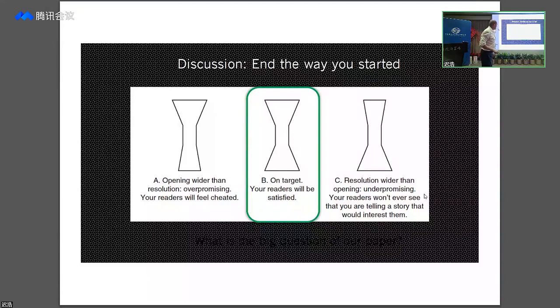So don't start very broad and then end in a very specific way. And over there, you don't give a broad overview, but you end with very general implications. Those two are not ideal. You should aspire to write like the one in the middle.